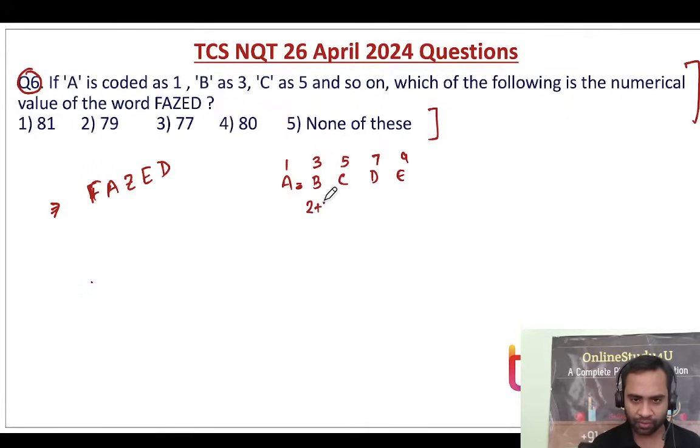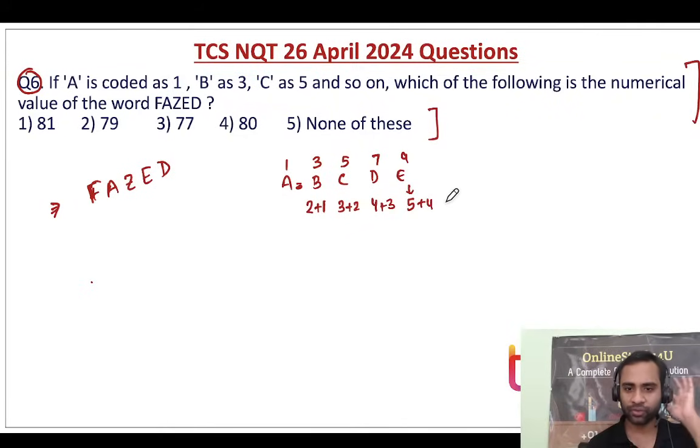We are adding 1, right? So position of B will be 2, and we are adding 2 minus 1, 1. What is the position of C? 3, and then 3 minus 1 is 2. So we are adding 2. What is the position of D? 4. Then 4 minus 1 will be 3. What is the position of E? 5, 5 minus 1 is 4. So we are doing like this.